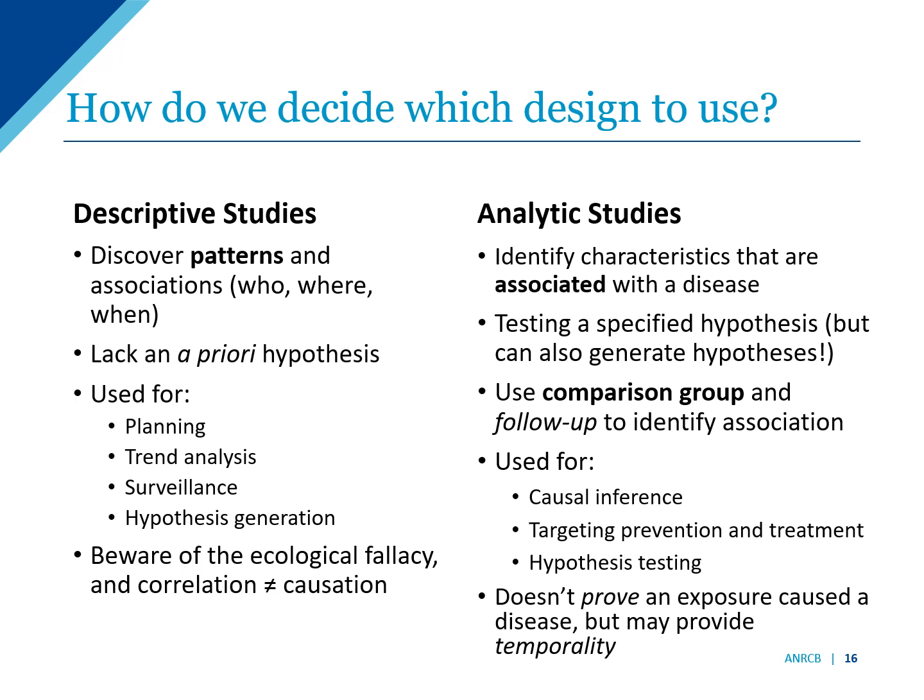Analytic study designs seek to identify characteristics that are associated with a health condition and can be used to generate hypotheses and to test a specific hypothesis. Analytic studies use a comparison group and follow-up time to identify associations, which can help to provide an understanding of temporality, that an exposure comes before a disease condition arises, but we cannot use them to prove that an exposure causes a disease. Analytic studies are used to understand causal associations, test hypotheses, and to test, refine, and target prevention and treatment.